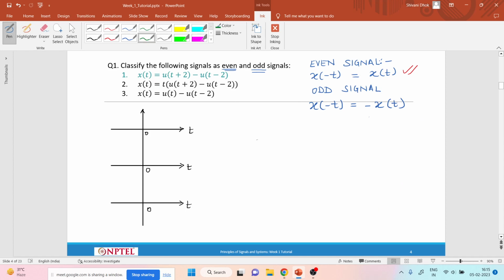is x of t is equal to u of t plus 2 minus u of t minus 2. So what is this u of t? This u of t is your unit step signal. And how does it look? Basically it is defined as u of t is equal to 1 if t is greater than or equal to 0, and it is equal to 0 otherwise. So if you draw this signal, how will it look?